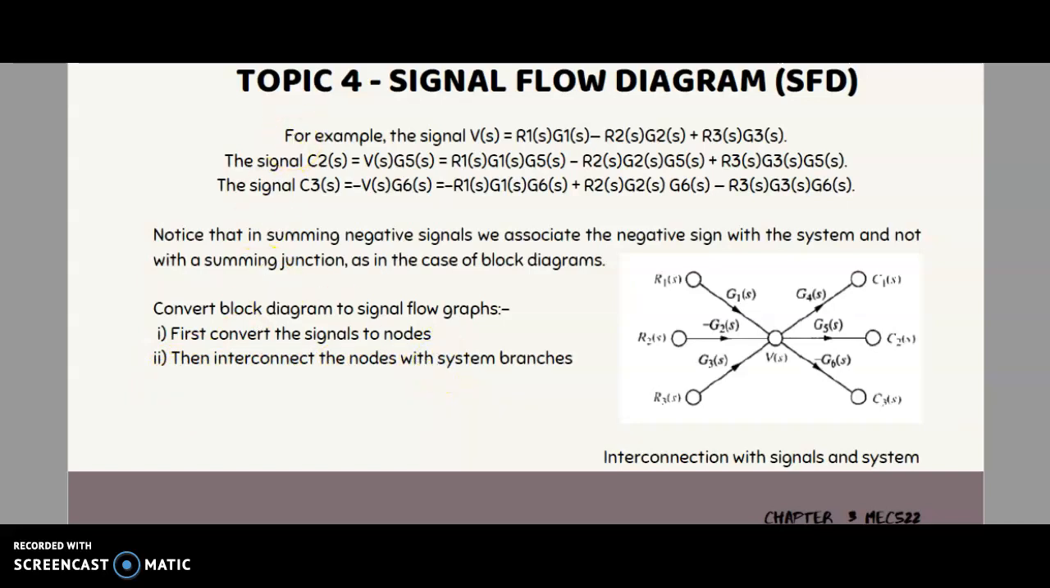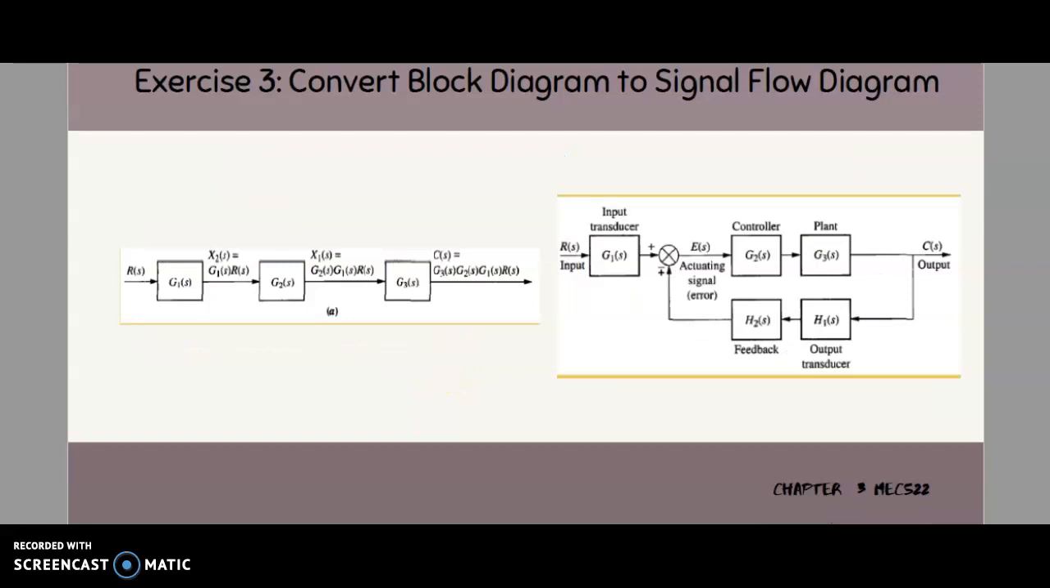Okay, so next slide is about exercise. This exercise is about how to convert a block diagram to a signal flow diagram. There are two exercises, A and B. So let's solve them. How to draw a signal flow diagram.